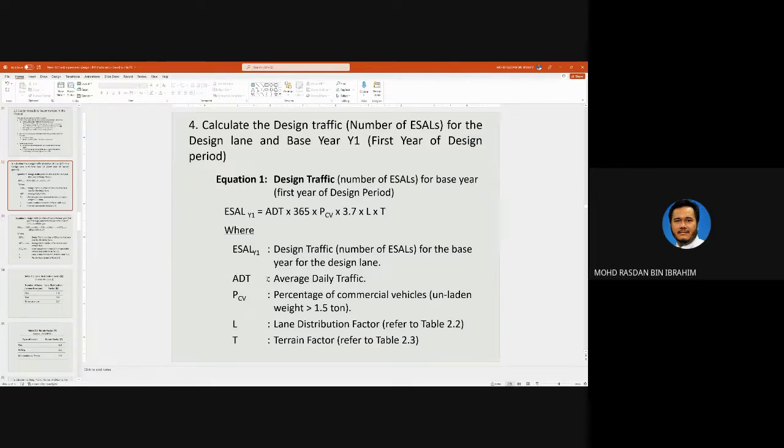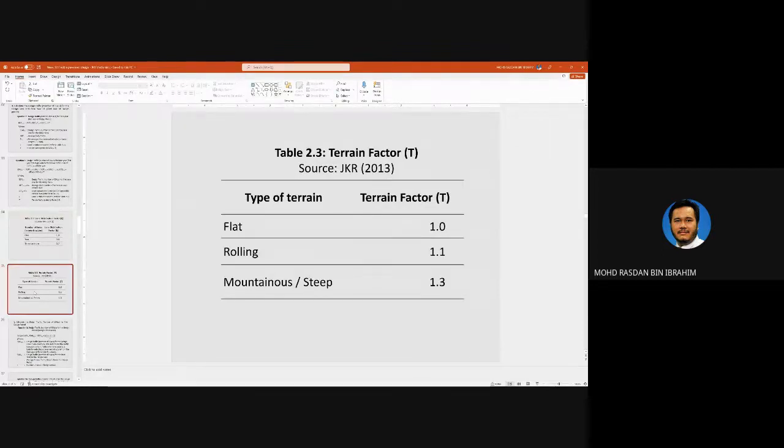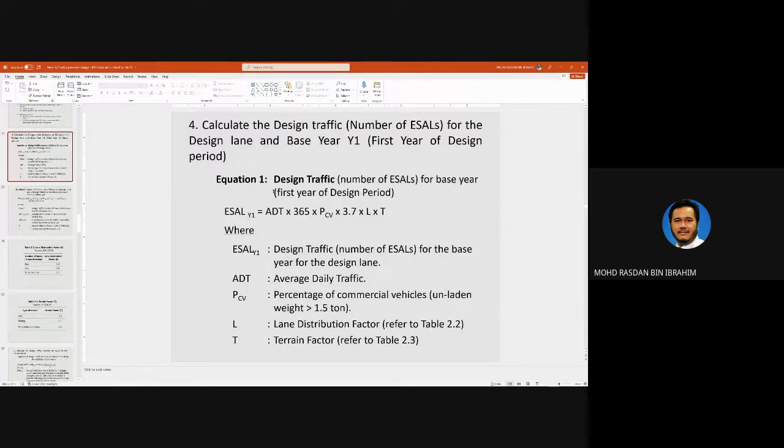And then the ADT, average daily traffic, and the lane distribution factor from table 2.2 and terrain factor from table 2.3. Table 2.2 here, this is the lane distribution factor. Number of lanes in one direction, 1, 2, or 3 or more. So this is the L value. And this is the terrain factor. Okay, flat, rolling, and mountainous. The second formula, so this is for ESAL year 1, PCV over here. This is 3.7. This is just a factor lah.